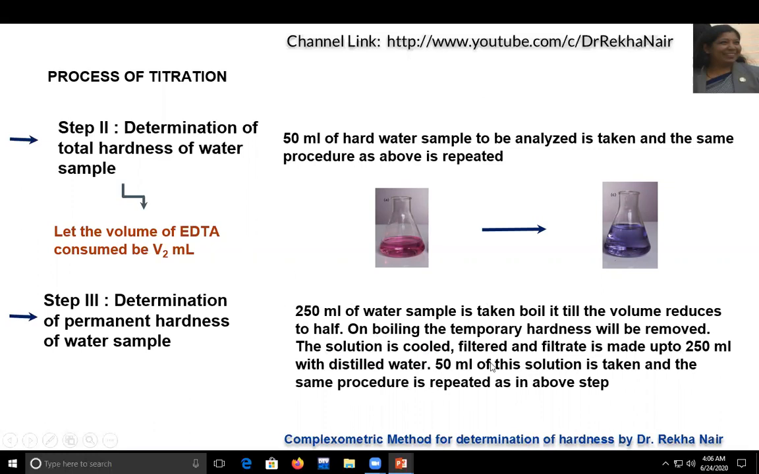50 ml of the sample is taken and the same process is repeated as above. That is, we add 2 to 3 drops of EBT and buffer solution to maintain pH 10, and it is titrated against EDTA, and after titration we get the color change of wine red to blue. Suppose the volume of EDTA consumed at the end point is V3 ml.